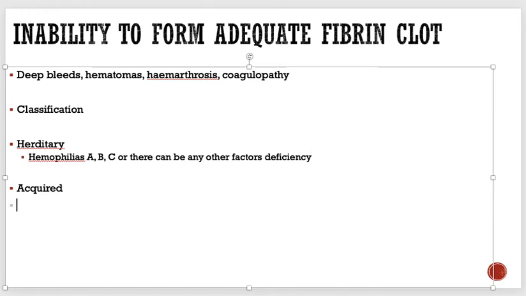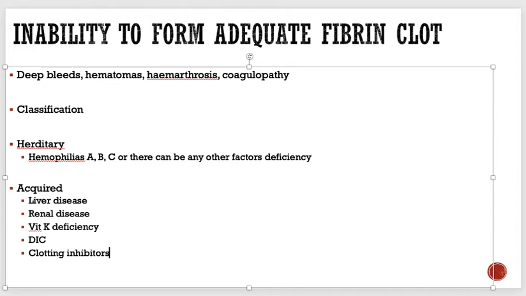When we talk about acquired ones, I told you there could be many. It could be liver diseases, the liver is the one which is forming all the clotting factors. It could be renal diseases, for example glomerulopathies, in which the patients lose a lot of blood. Vitamin K deficiency, okay, you have an idea from pediatrics, and I explained warfarin to you. Disseminated intravascular coagulation is one of them, and if someone has clotting inhibitors, though not so common, but of course when we talk about the causes, we have to talk about everything.